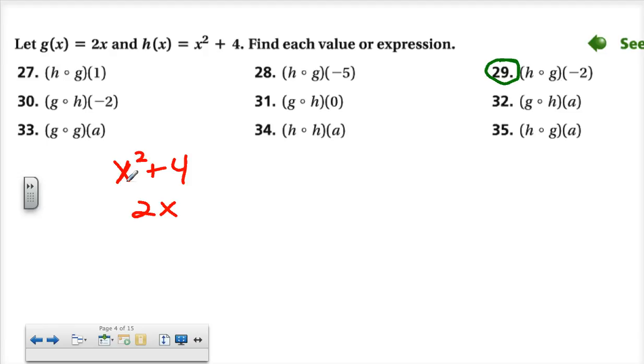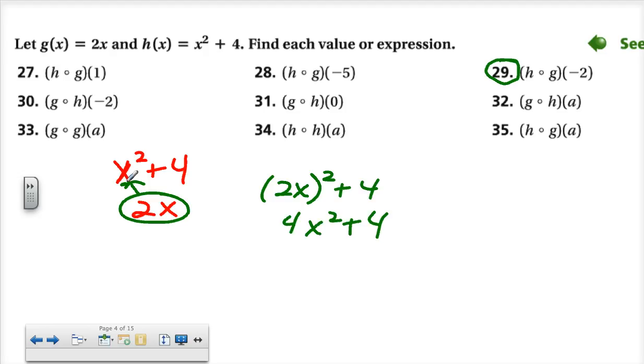And h of g of x is telling me that I need to go to h, and wherever I see an x value, I need to replace it with the g of x function, which is 2x. So here's my x. I need to replace that with 2x. So that will give me 2x, the quantity squared, plus 4, which will be 4x squared plus 4.